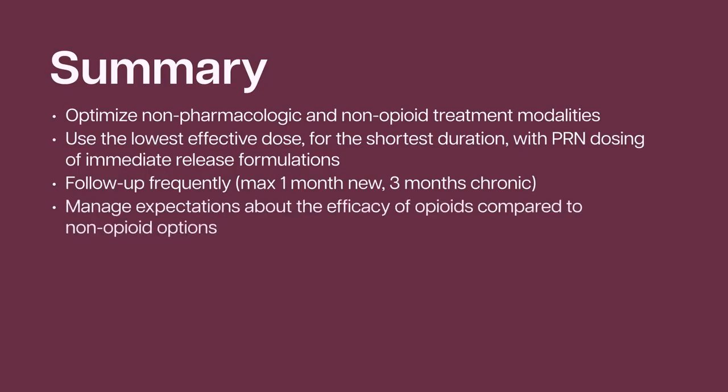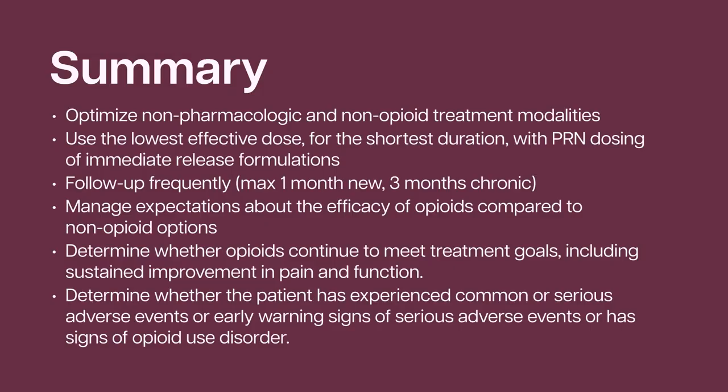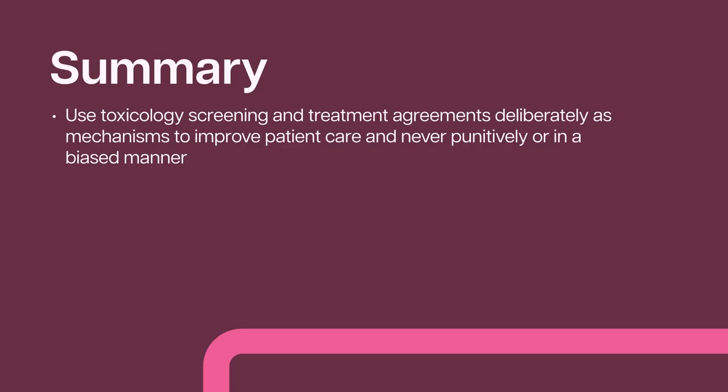Make sure to manage patient expectations about the effectiveness and efficacy of opioids compared to non-opioid options, and continue to investigate with the patient whether the opioids are meeting their treatment goals, including sustained improvements in pain and function, and determine whether the patient has experienced any common or serious adverse events or early warning signs of serious adverse events, or has signs of opioid use disorder. Use toxicology screening and treatment agreements deliberately as mechanisms to improve patient care, and never use these things punitively or as a reason to dismiss a patient from your practice or apply them in a biased manner.